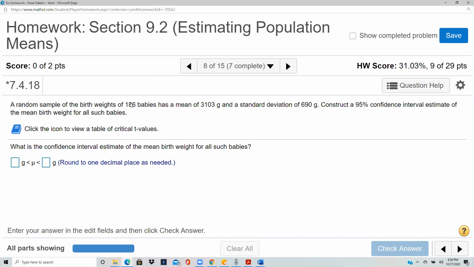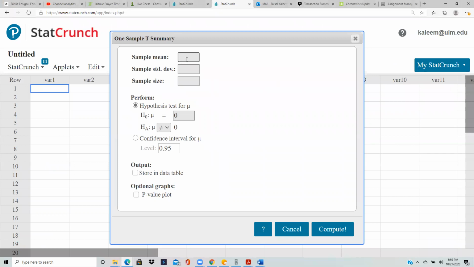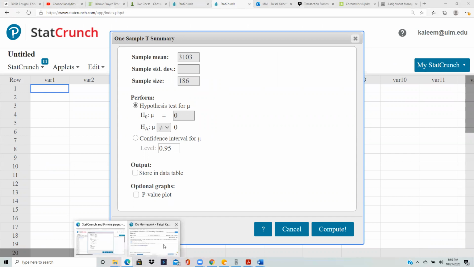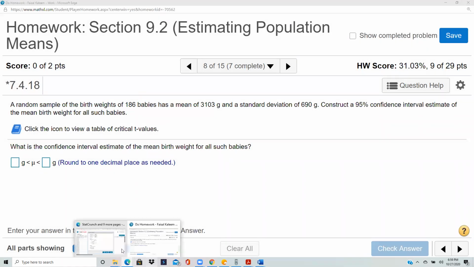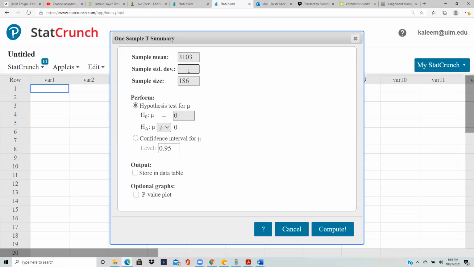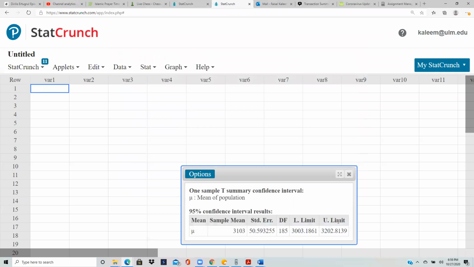The sample is 186 babies. The mean is 3103. So let's enter that. The sample size is 186, the mean is 3103. And then the standard deviation was also given. The sample standard deviation was 690, and you have to make a 95% interval. So 690 and a 95% interval.